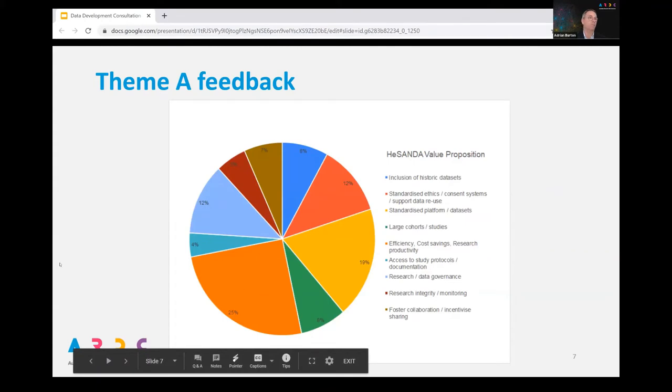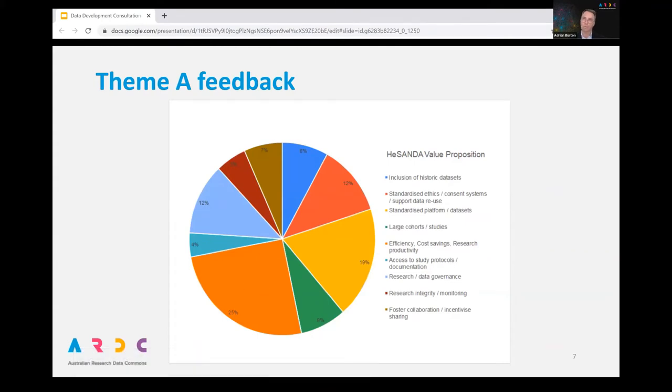And here, we asked, well, what would be the value if we did build up this national data asset from health studies data? What would be the kind of value that you would be able to see out of this? You've got about a quarter of the responses highlighting the efficiencies, cost savings and research productivity. That's probably also related to the other two big categories, a standardized platform and standardized ethics and consent. That standardization comes through as one of the key efficiencies that can be captured out of such an initiative. I'll just skim over here.